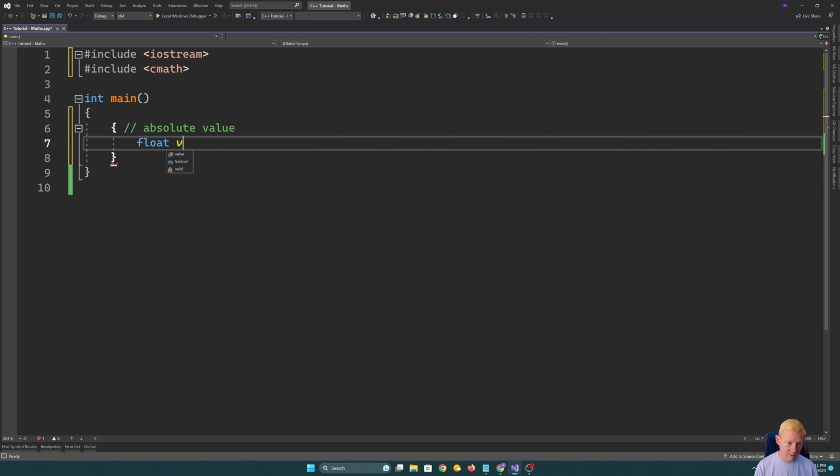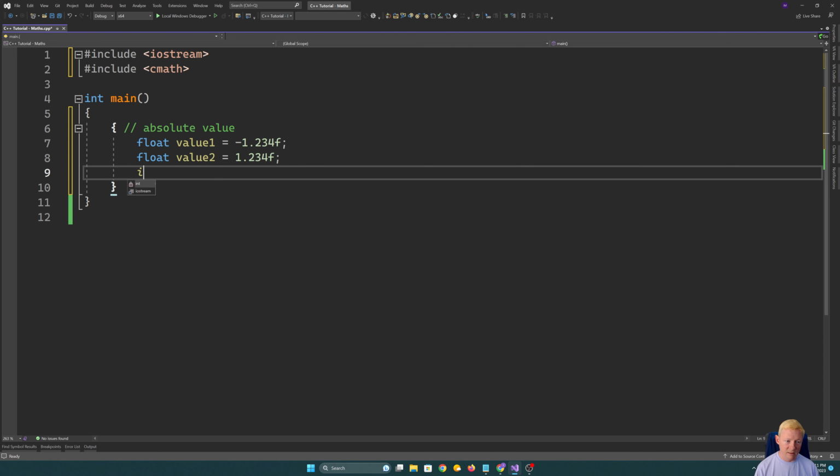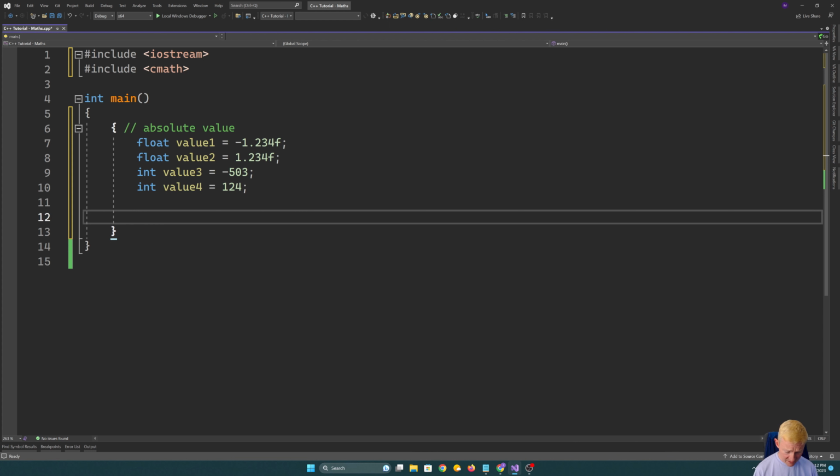Let's create value 1, and we'll make that minus 1.234. Let's have float value 2. That can be 1.234, like that. Let's have an integer, and we'll make that one minus 503. And value 4, we'll just rename that, and this will be 124. So let's just output testing this.